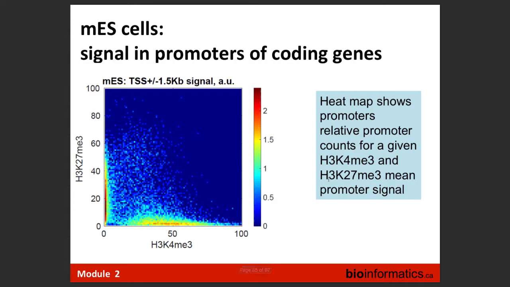And here is a heat map, which shows the correlation between, again, just calculating signal in the promoter, with no sophisticated peak calling, H3K4me3 versus H3K27me3. Mostly, they are repulsive. So I have a promoter with this mark, or I have a promoter with that mark. Very strong K27 means very weak K4me3, and vice versa. And we have those dots, which are about 1,000 bivalent promoters, as expected.